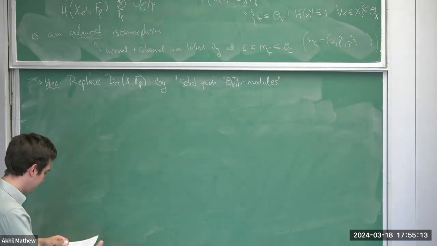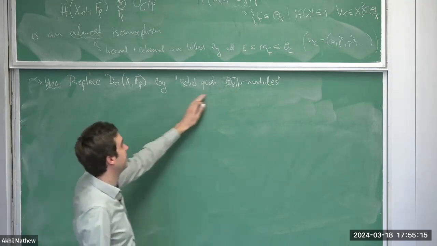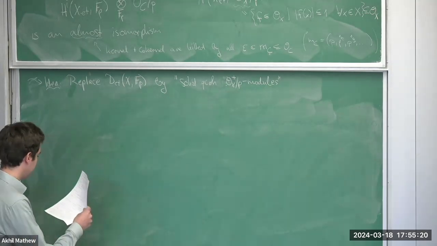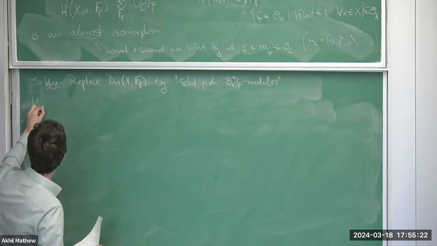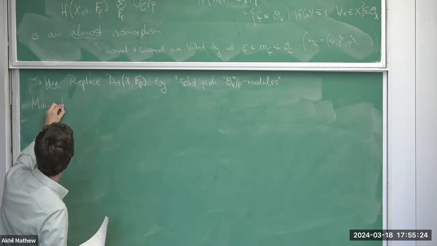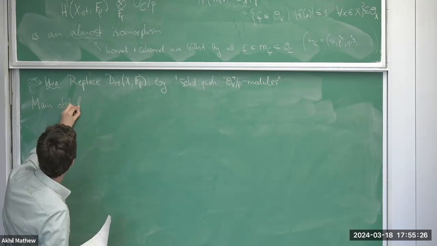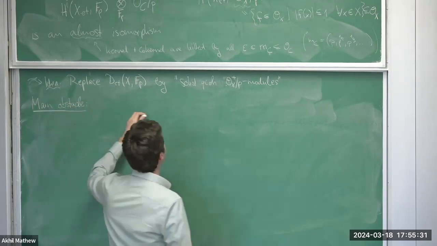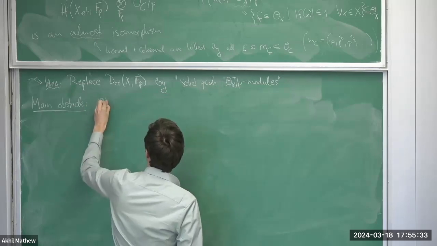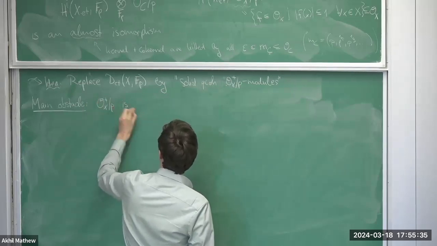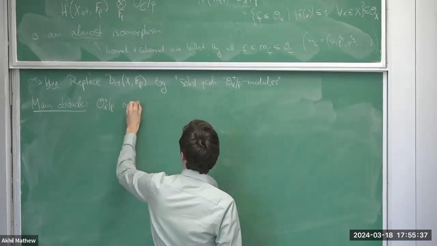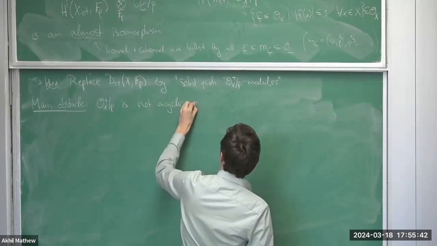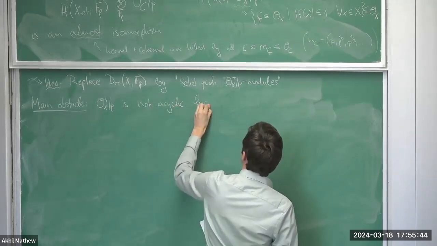Okay. So we have this. I want to define this. But now the problem is, the main obstacle is that this sheaf O_X plus E is not cyclic locally.